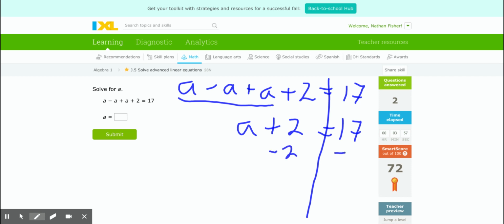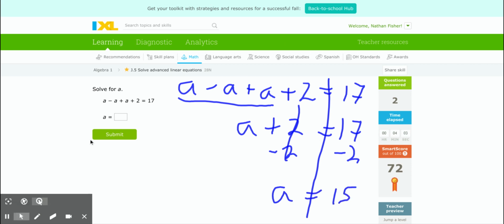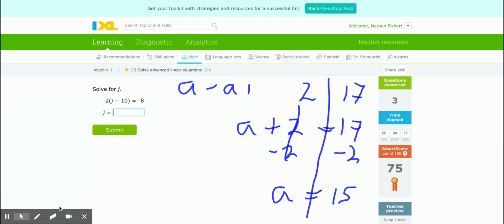We can still subtract 2 from both sides and get a by itself equals 15. So as long as you know how to combine like terms, this one wasn't too bad. A lot of the, well, 2 of the 3 a's are going to cancel each other out. Super. All right.